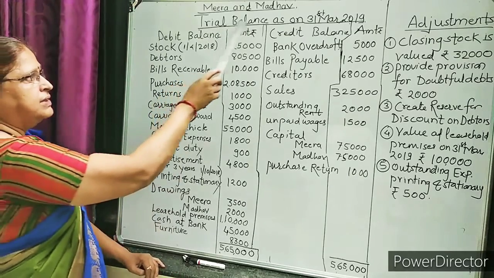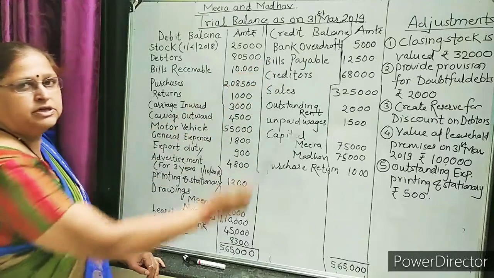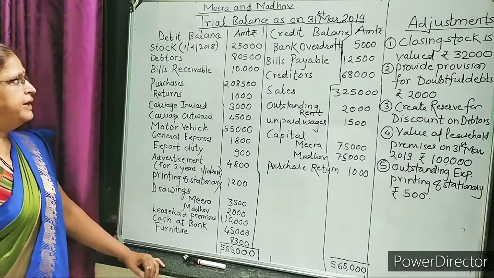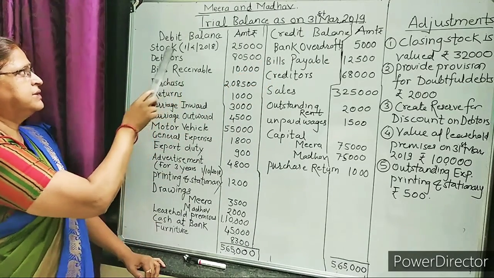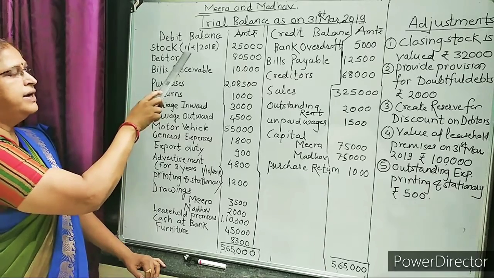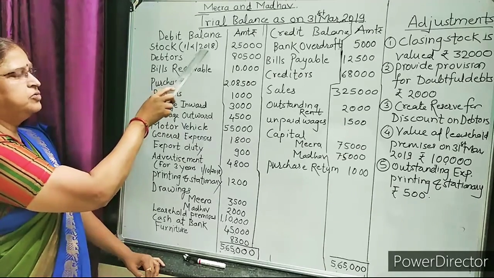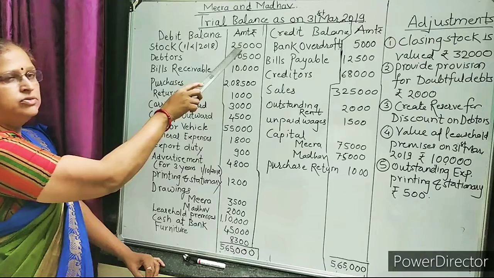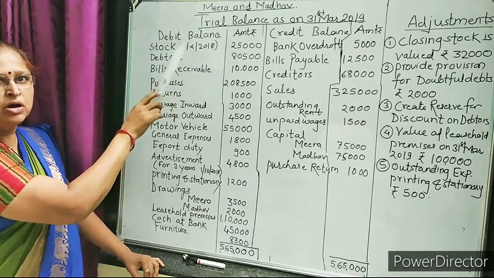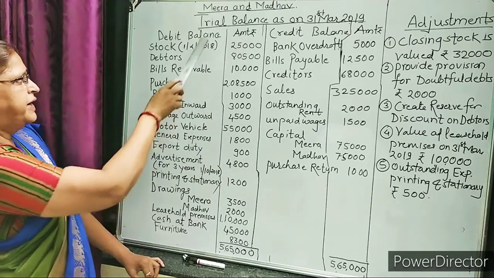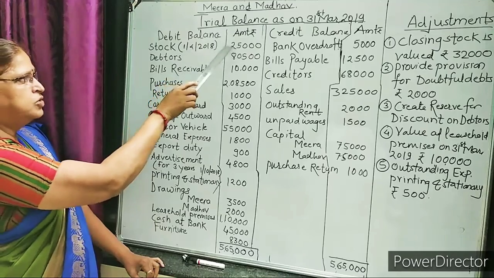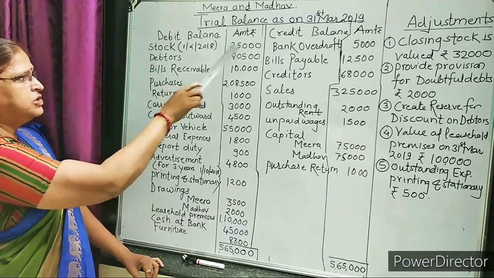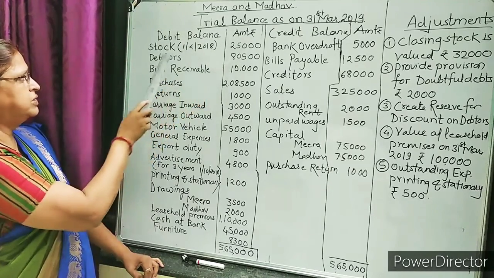Now see the trial balance. Trial balance as on 31st March 2019. Now see the debit balances. Stock is given and date is given here. 1st April 2018, 25,000. Now this is the opening stock and you should take it at the trading account debit side: to opening stock rupees 25,000.